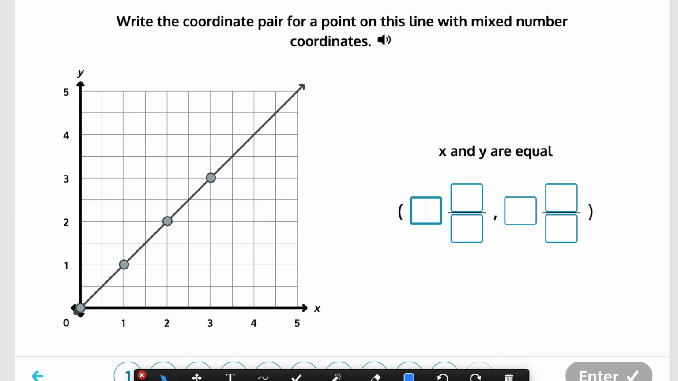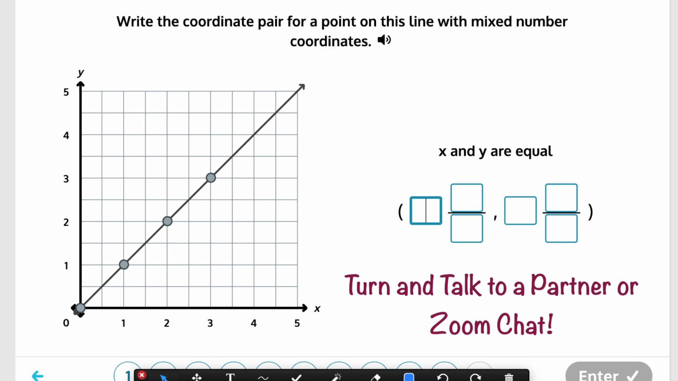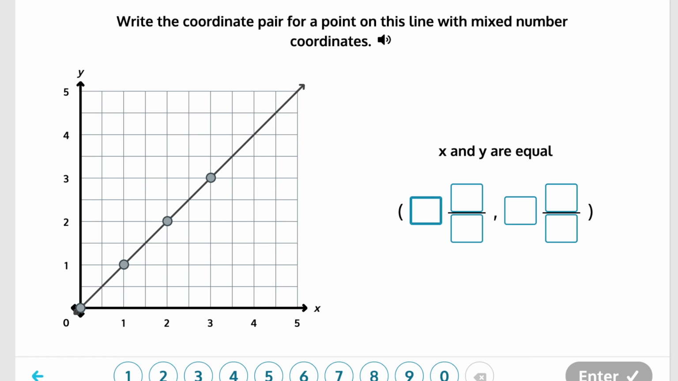Okay. Write a coordinate pair for a point on this line with mixed number coordinates. Go ahead and turn and talk to a partner and come up with a coordinate pair that would fall on this line with mixed number coordinates. So the mixed number coordinates I'm choosing are 5 and 1/2, and then I know that y has to be equal to x, so y will also be 5 and 1/2 to meet the rule and fall on the line.